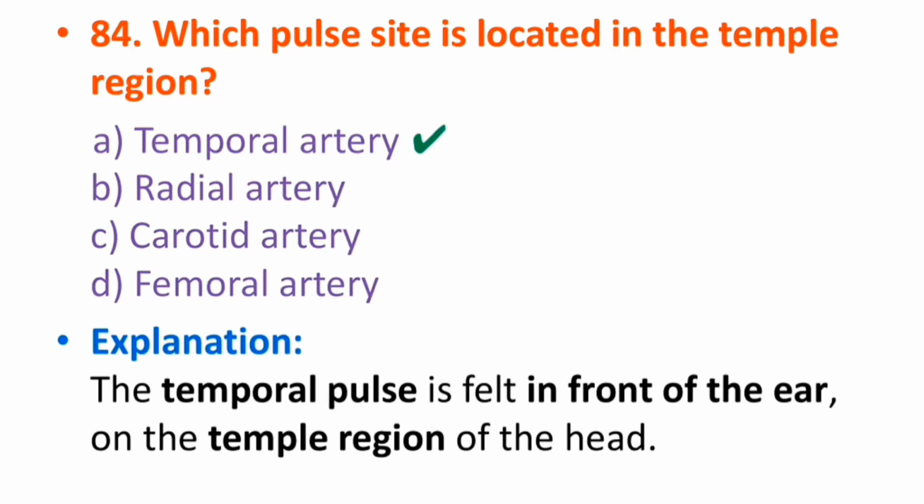Which pulse site is located in the temple region? Option A, temporal artery. Option B, radial artery. Option C, carotid artery. Option D, femoral artery. The correct answer is option A, temporal artery. The temporal pulse is felt in front of the ear on the temple region of the head.